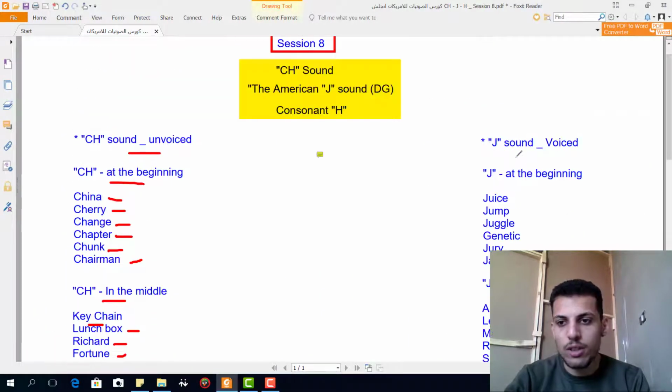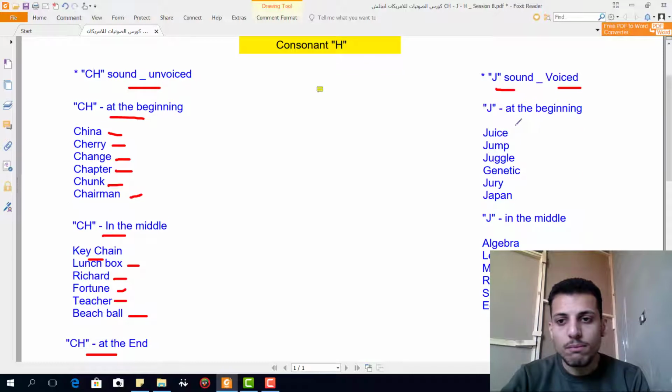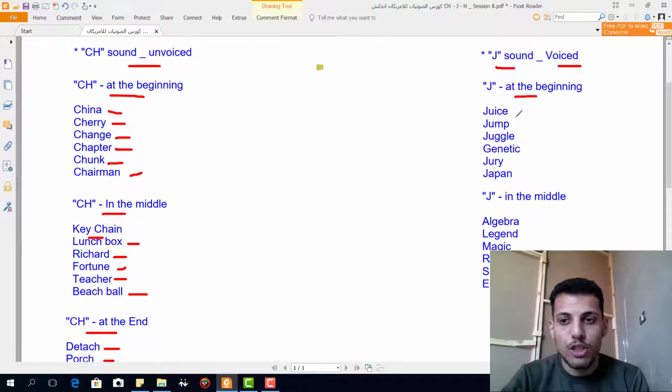Now to the ja sound, which is very voiced and a very important sound in English as well. It's voiced, like ga but here it's ja. J at the beginning: juice, jump, juggle, or jungle.